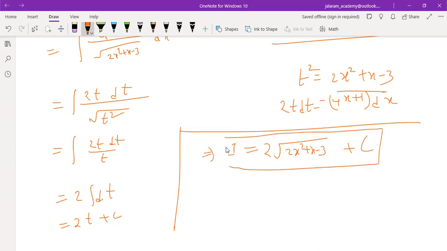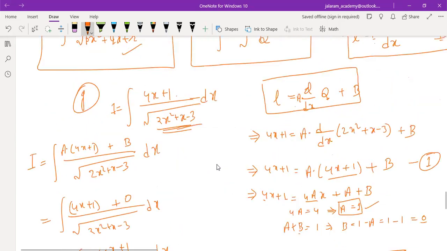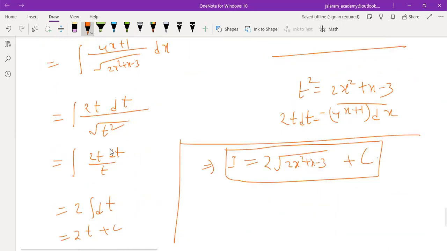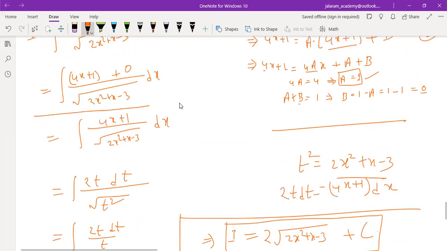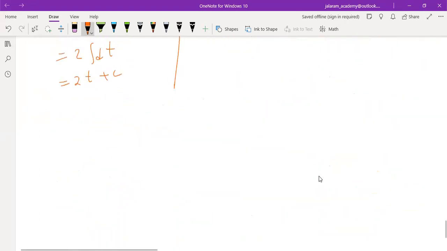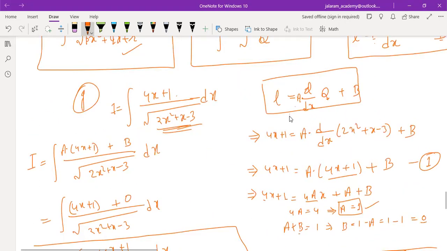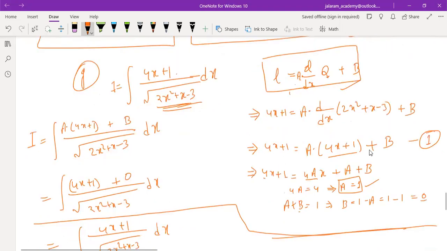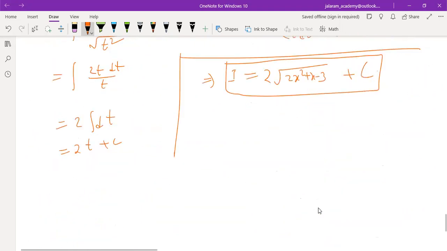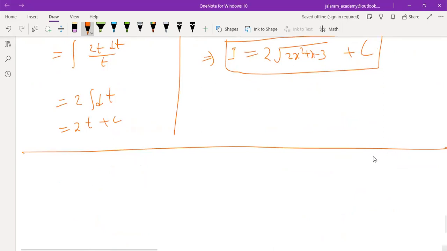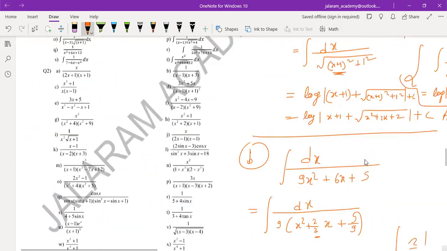Is that clear to you? Though we can solve this question starting from this step also, you must have understood this. But I have told you this method so that those questions which do not give b as 0 will certainly be solved using this method only. Is that clear to you?